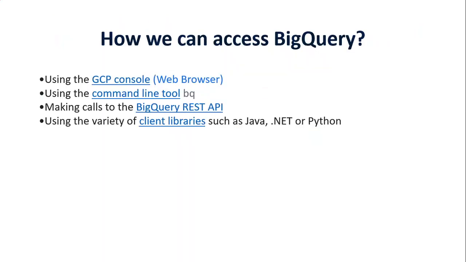How can we access BigQuery? BigQuery can be accessed basically in 4 main ways. One is using the console, through the browser. Second is through the command line. The third is calling the APIs of BigQuery, and the last one is client libraries for Java, .NET, and Python too. In this demo, we're going to use the GCP console, but in future videos, we're going to explore other options too.